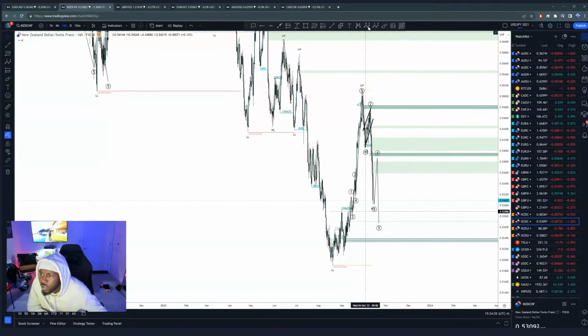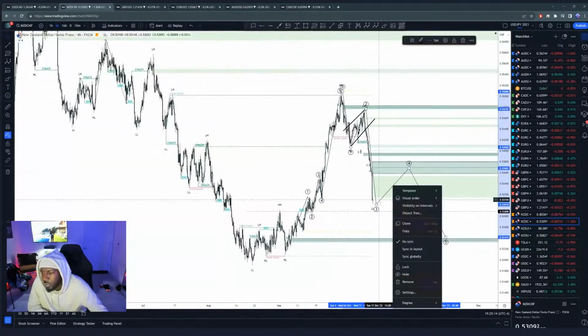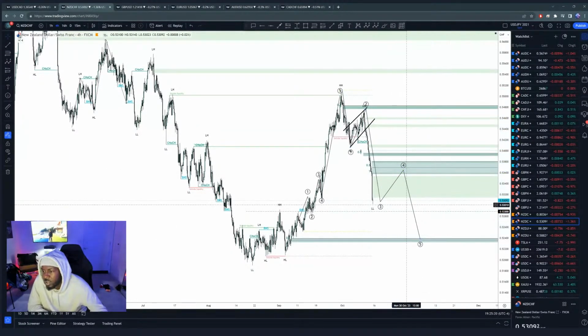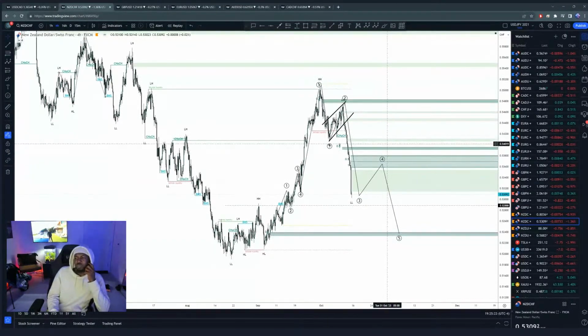Actually, this is 4. So if I were y'all, I would definitely watch for this. You should be able to get a good continuation trade towards the downside. But this should be 4.